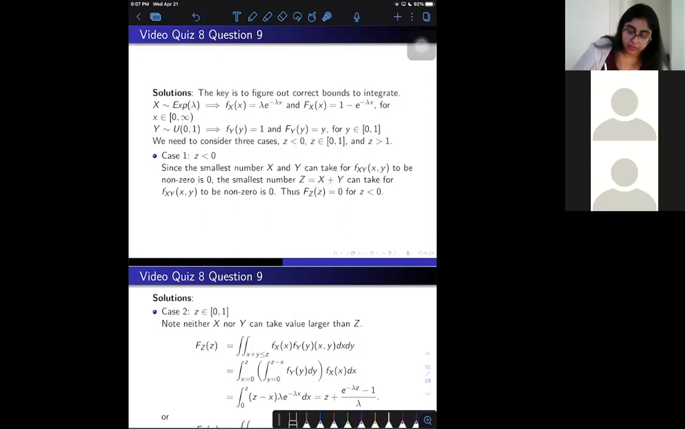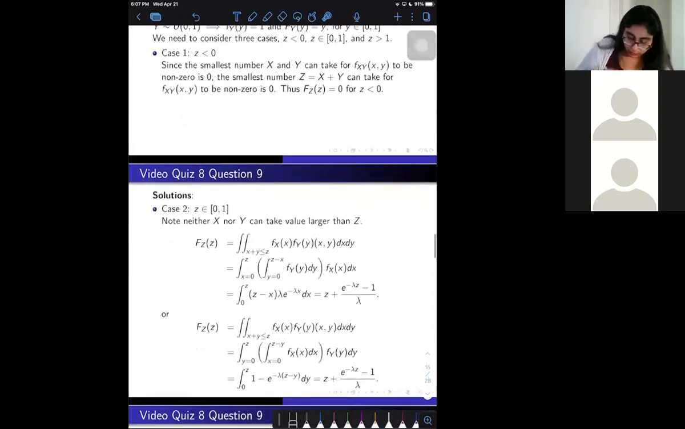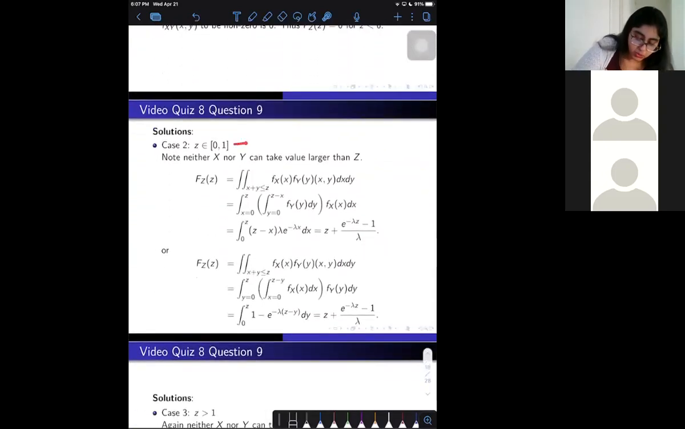Is that correct? Okay. So the joint PDF should be 0. When z is less than 0, the smallest number it can take is 0. So if the joint is 0, then the CDF is also 0 for z less than 0. Whereas case 2 is when z is between 0 and 1.